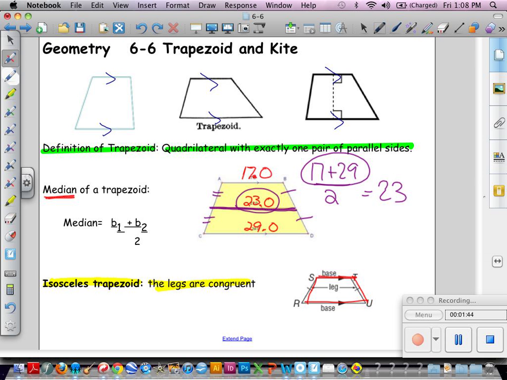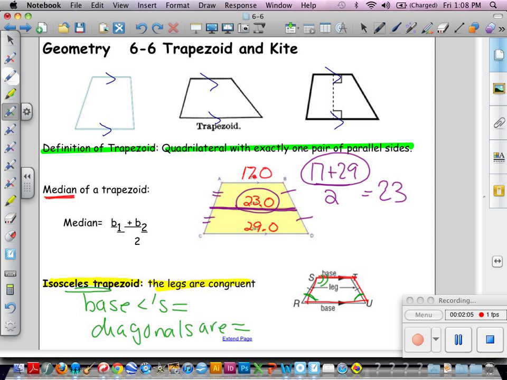There are some other special characteristics in an isosceles trapezoid. The base angles are equal, and diagonals are equal. So R and U would be equal, S and T would be equal. And then my diagonals would be SU, my other diagonal would be RT.